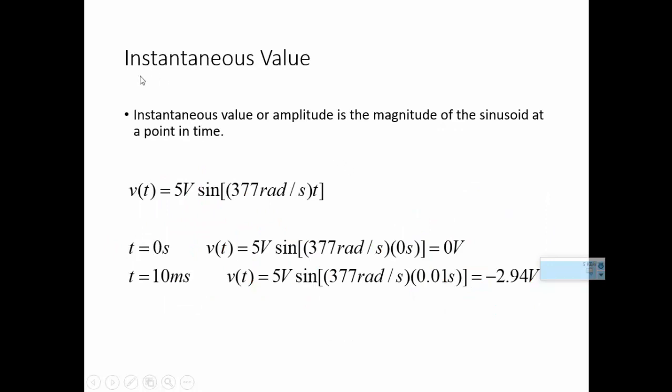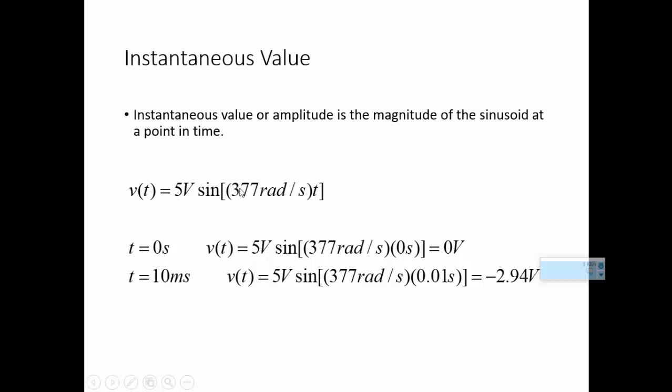Now we also have what we call the instantaneous values. The instantaneous value, or amplitude, is the magnitude of the sinusoidal at a point in time. When this voltage changes with time and follows a certain sinusoidal signal, then we have what we call the instantaneous value. We've already mentioned that this is v(t), and we're saying 5 volts is the amplitude. Then sine of omega t, where omega is your 2 pi f, measured in rad per second, times time.